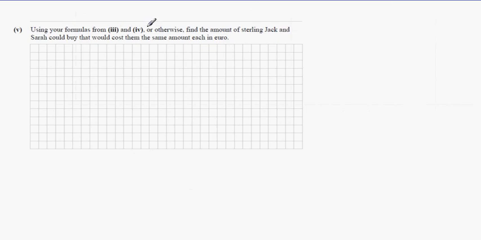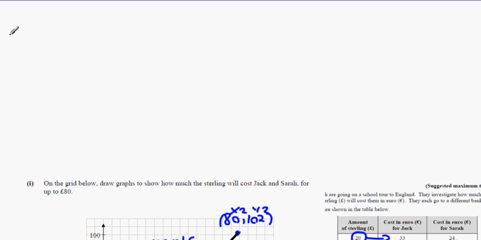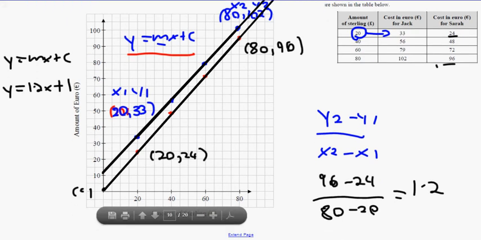Using the formulas from 3 and 4, find the amount of sterling Jack and Sarah could buy that would cost them the same amount each in euro. So what they want us to do here is find where the two graphs intercept each other. You can see eventually that down the line the two graphs will intercept, and we want to find out where this intersection takes place. To find that, we're going to do a simultaneous equation with the equations of the two lines.